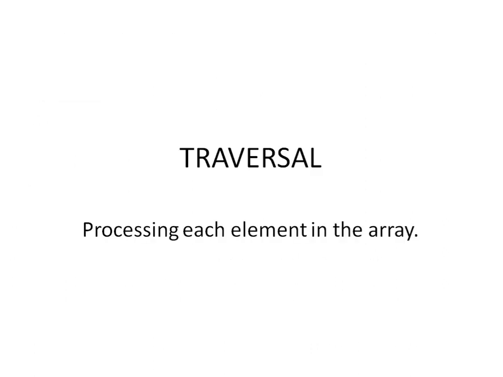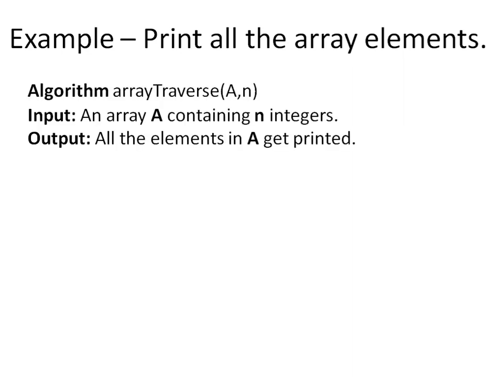Traversal means visiting or processing each and every element of an array. So, let's say we have to print all the elements present in the array. That is, we have to traverse the array. For this, we have written an algorithm array traverse which is accepting two arguments, an array A and its size as a variable n. As a result of the execution of this function, all the array elements get printed on the screen. It's a simple code.